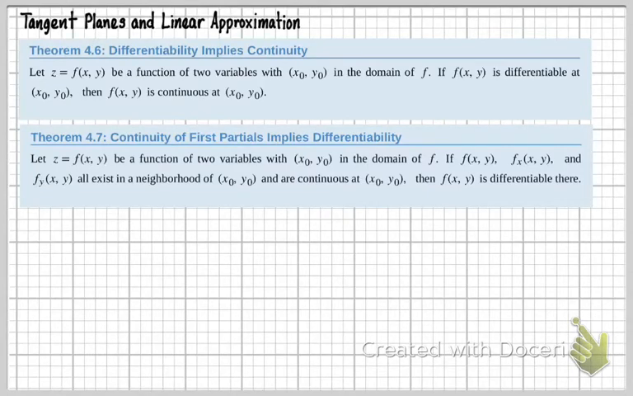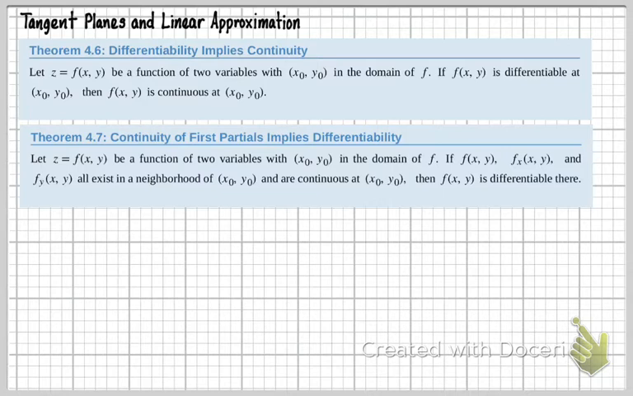Tangent planes and linear approximation. We're going to talk about two theorems here: the differentiability implies continuity theorem, and the continuity of first partials implies differentiability. Because when we're talking about tangent planes and linear approximations, we talk about derivatives, so it's necessary to talk about differentiability and continuity here. Okay, so let's talk about theorem 4.6 first.